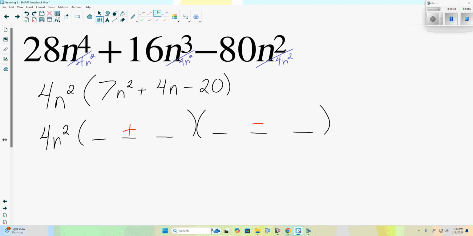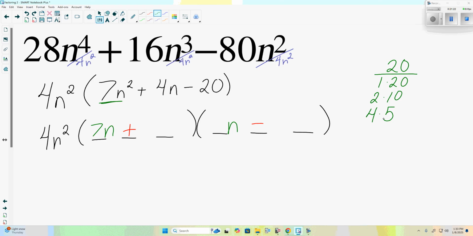Now we need to find the factors of the first term. Well, 7n squared. We have n and n for n squared. And the only factors of 7 are 7 and 1. So we'd have 7n and n. Factors of 20: 1 and 20, 2 and 10, 4 and 5.